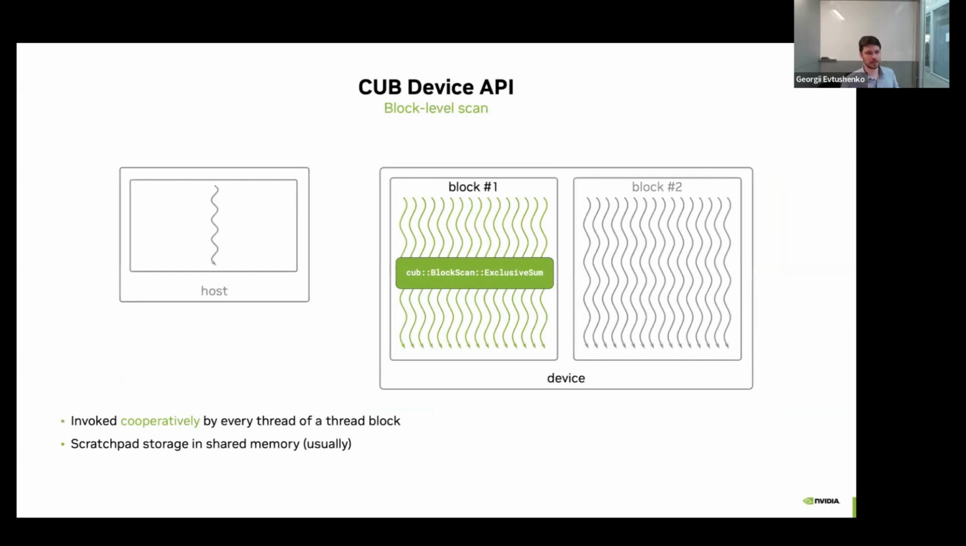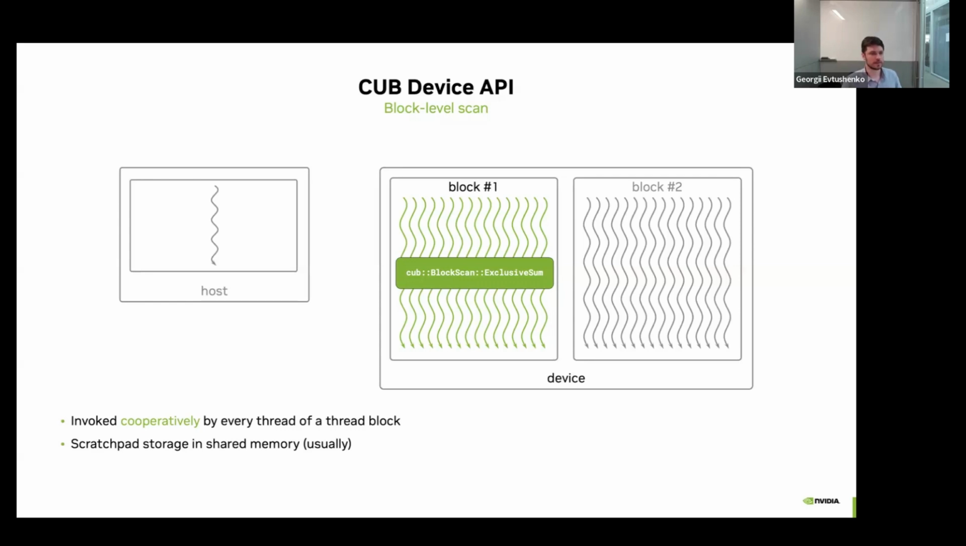Now, let's replace the manually written prefix sum with CUB. CUB is one of the core libraries provided with every CUDA compiler. So if you use CUDA, CUB is available to you out of the box. Now, let's dive into the cooperative API of CUB. A cooperative API is invoked by multiple threads to collaborate on a single problem. CUB block scan has to be invoked by all threads of a given thread block. Each thread provides a piece of input and gets a piece of output.